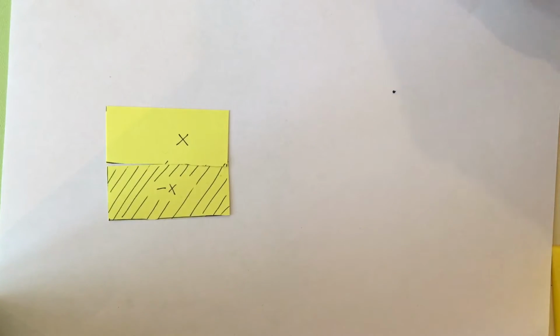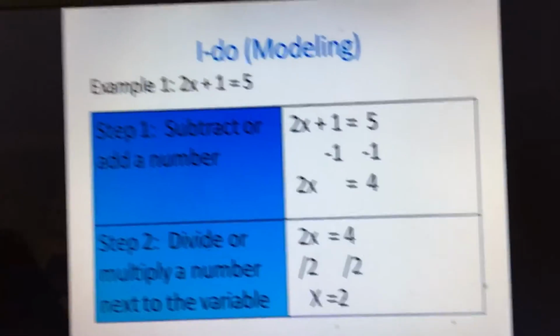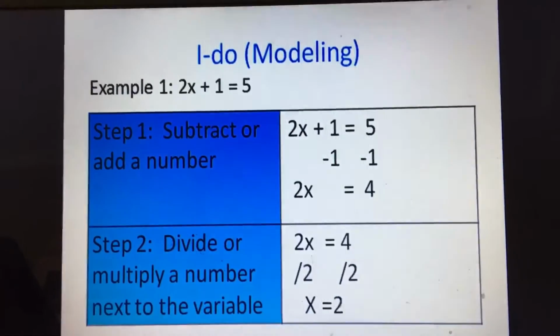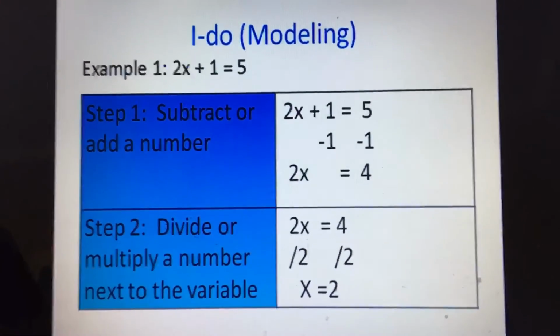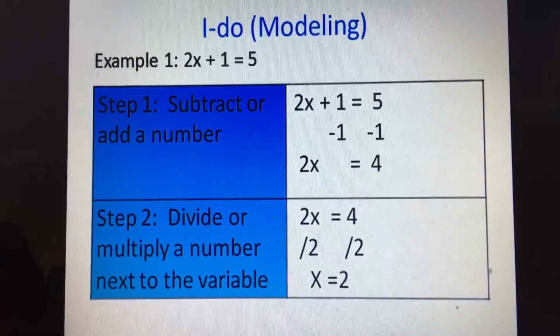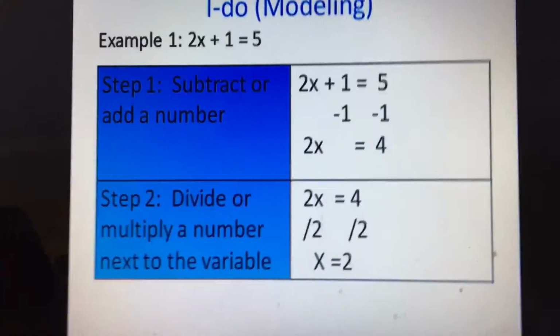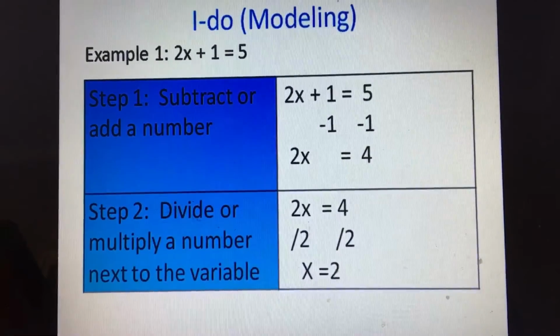So I'm going to do the first example. The first example for either part is 2x plus 1 equals 5. So I'm going to use algebra tiles to represent the same equation, and I'm going to go through each step. So let's build 2x plus 1 equals 5.